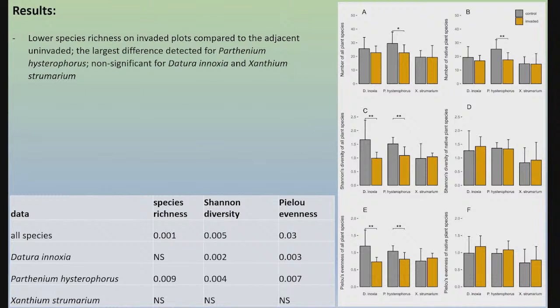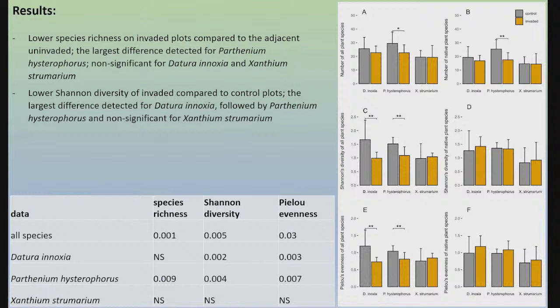We detected significantly lower native species richness on invaded compared to uninvaded plots. The difference was largest for Parthenium hysterophorus, and the differences in species richness between the invaded and uninvaded vegetation were non-significant for Datura and Xanthium.